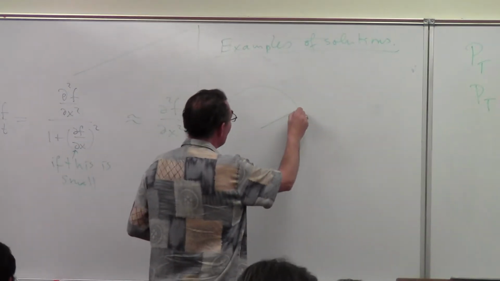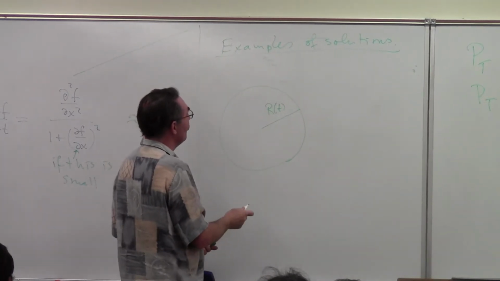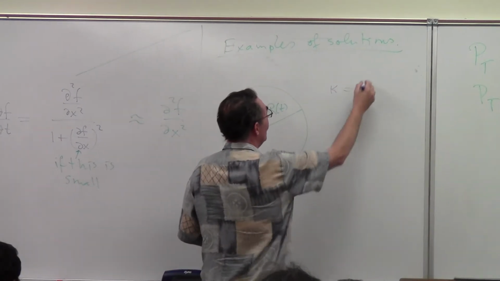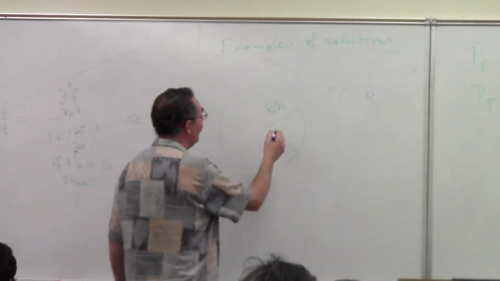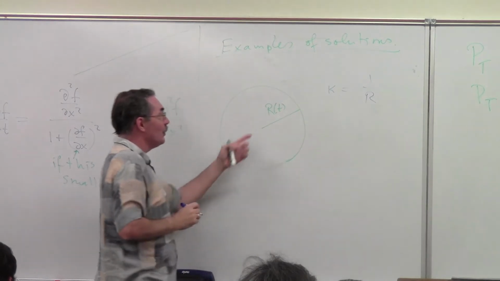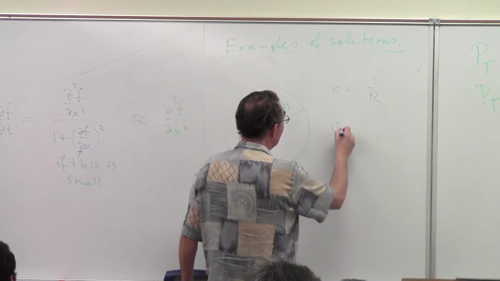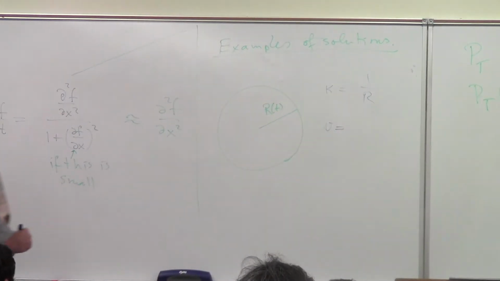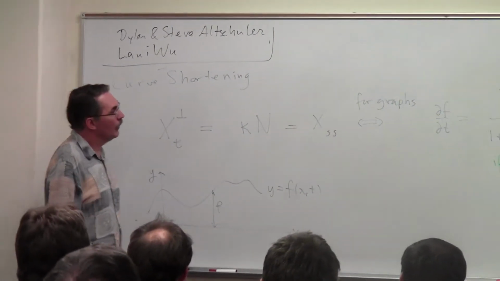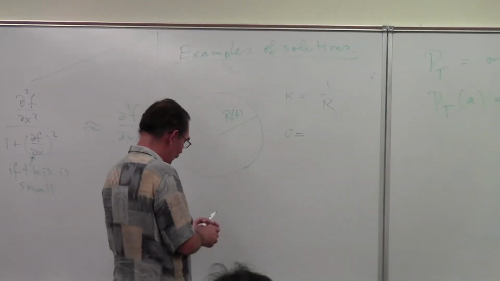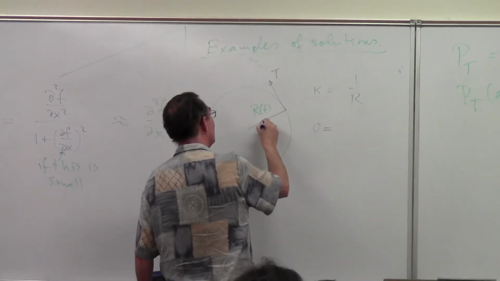If you take a circle with radius r, then what is the curvature of that circle? The curvature of this circle is 1 over r. I'll let you do the calculation. The radius of curvature is r. Its curvature is 1 over r. What is the normal velocity? I have to draw the vectors. So the unit tangent is this. The unit normal is this.